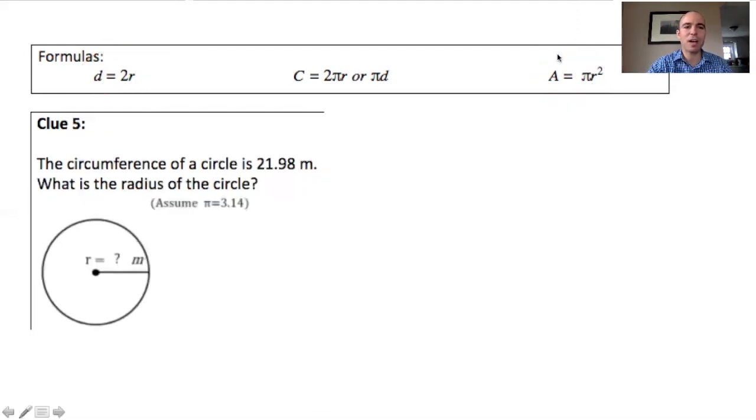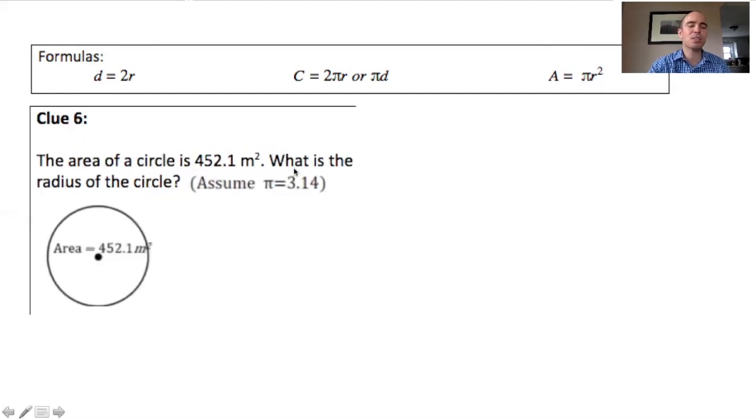All right, clue 5. The circumference of the circle is 21.98. What's the radius? So you're looking for a formula with both circumference and radius. I think I've already said too much. Clue 6. The area of the circle is 452.1. What is the radius? I think that's kind of a layup. Look for a formula with both area and radius.